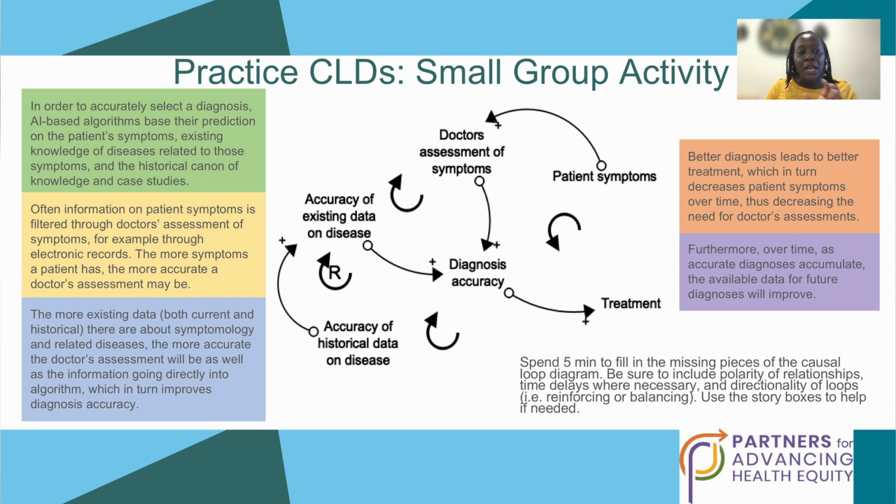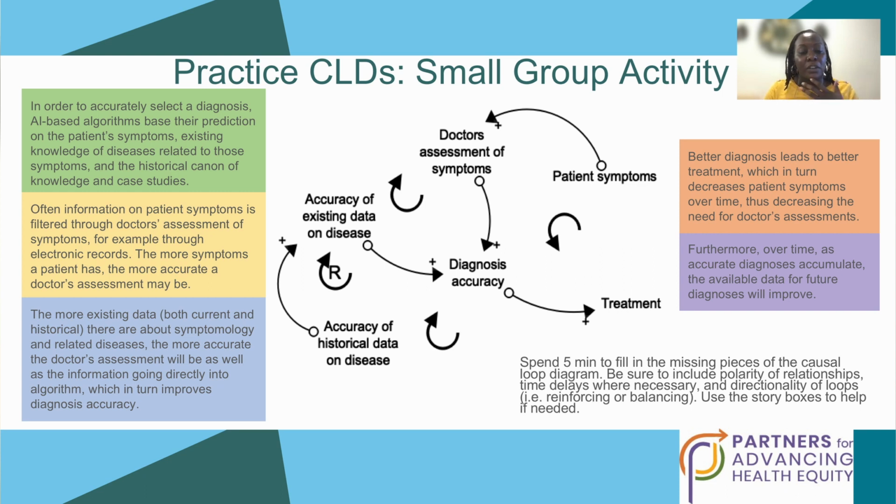I'll ask some questions and you all will tell me what the answer is. First, I'll go through this quick narrative to help anchor everybody in the context that we're in. From the Boston Globe article, there are these 6 factors: the diagnosis accuracy, the accuracy of existing data on whatever disease is of importance, the accuracy of historical data on disease, the doctor's assessment of symptoms, the patient's actual symptoms, and the treatment that they receive.